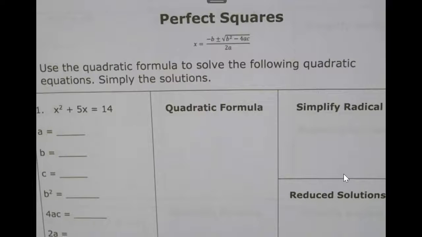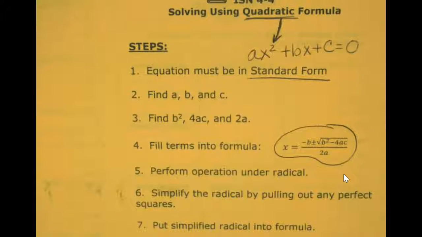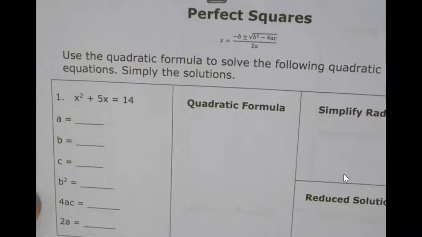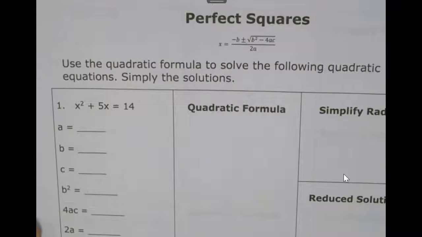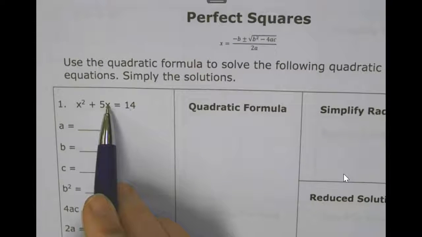But what does step number 1 say to solving a quadratic formula? It must be in what? Is problem number 1 in standard form? No. In standard form, it has to be equal to 0. Is this equal to 0? It is not, so I have to make it equal to 0. I have to make it equal to 0 by subtracting the 14 from both sides.